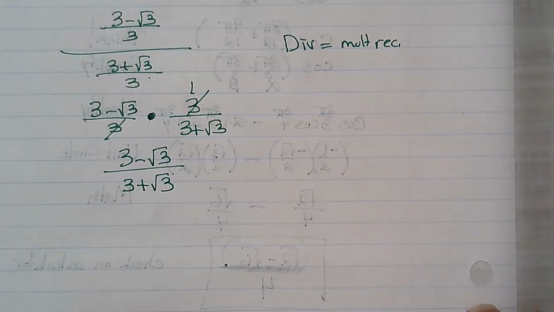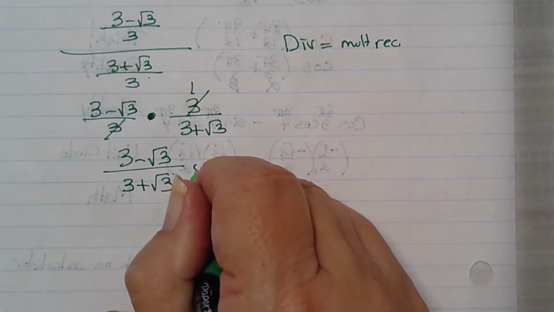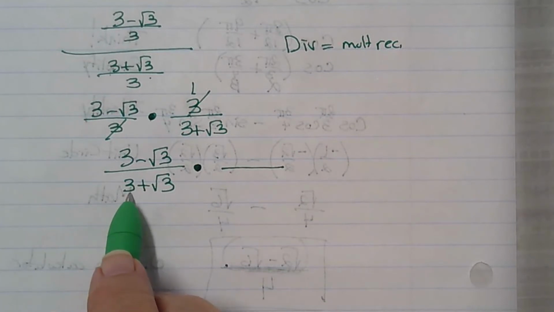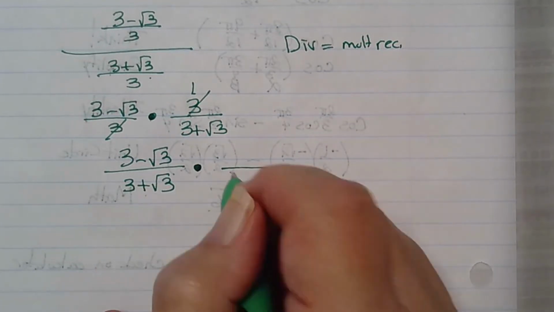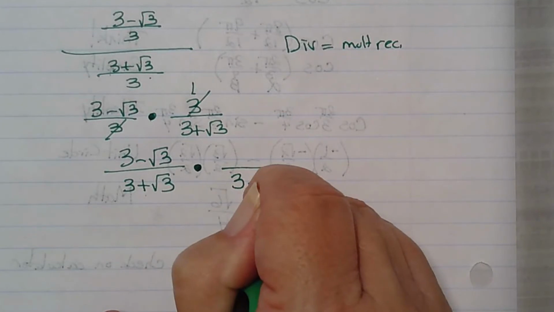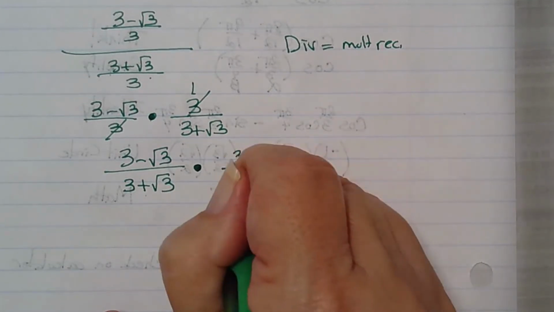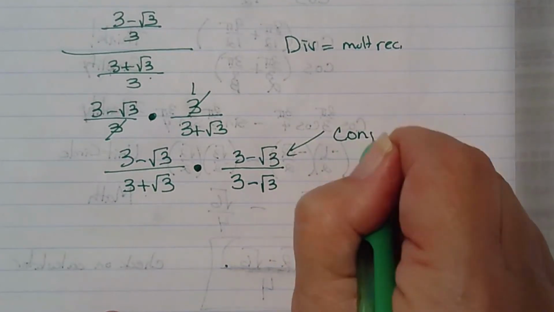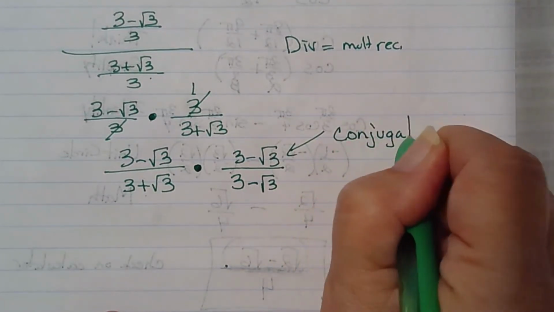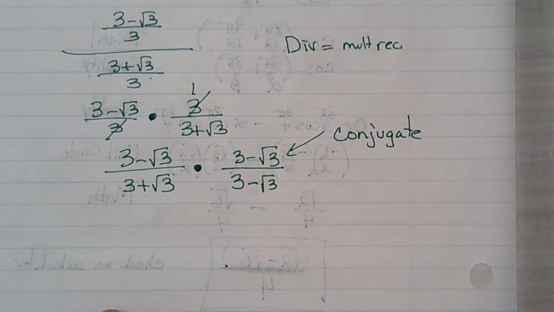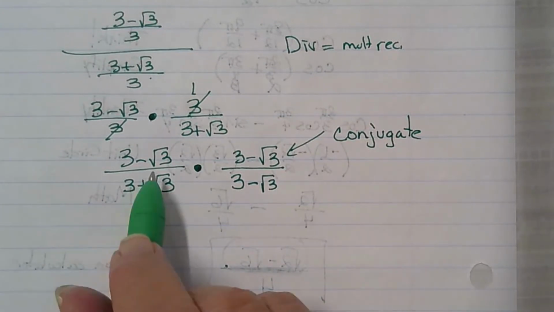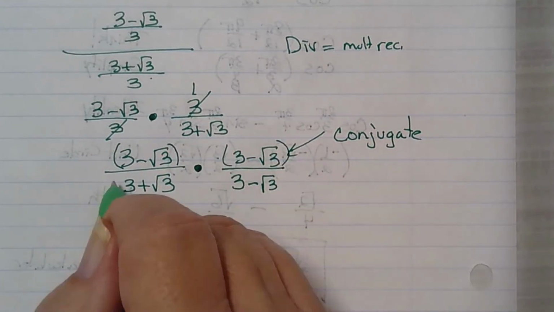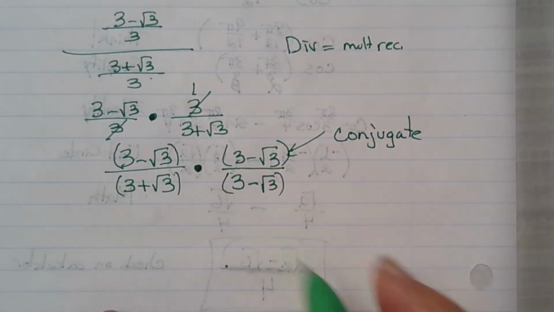And in order to do that, I'm going to need to multiply by the conjugate over the conjugate. The conjugate of 3 plus the square root of 3 is 3 minus the square root of 3. Now I'm multiplying these together. I'm going to put everything in parentheses. It makes me see what I'm doing better when I distribute.